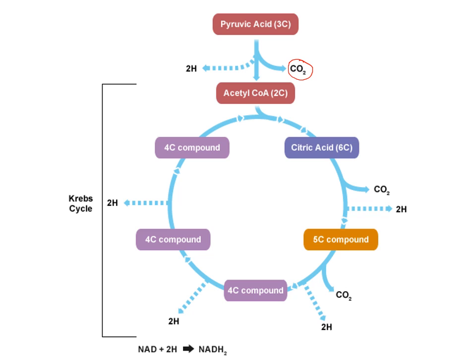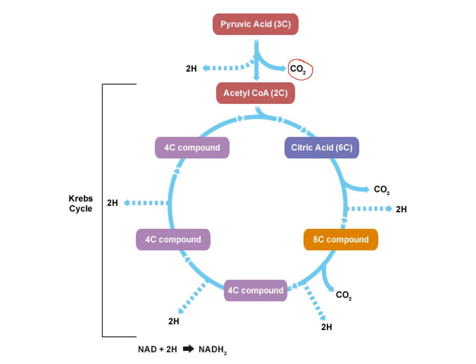This 2-carbon molecule is going to be added to a different 4-carbon molecule, and we're going to form a new 6-carbon molecule, because 2 plus 4 is 6, called citric acid, which we also know as citrate. This is where the actual Krebs cycle receives its second title, called the Citric Acid Cycle.